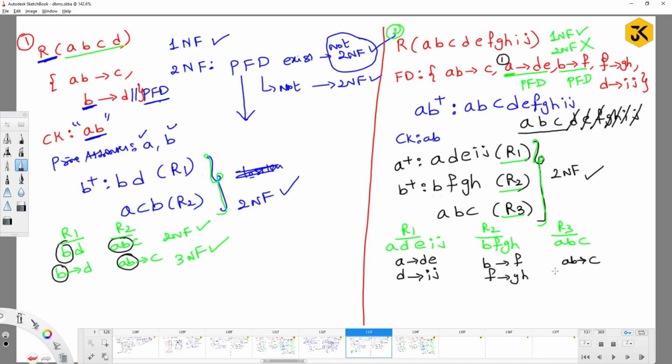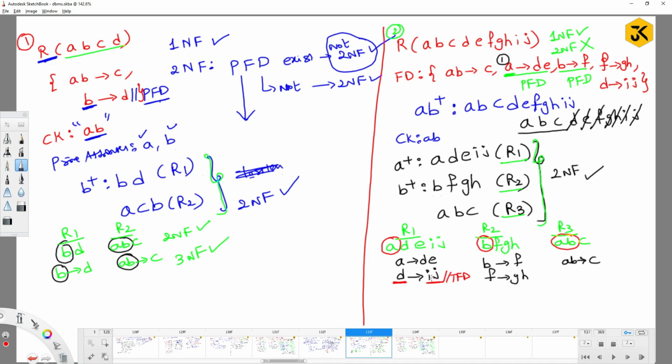We can conclude whether it is in 3NF or not by following the transitive functional dependency property, right? If I observe clearly, what might be the key here in R1? A. For R2 the key is B. For R3 the key is AB. Transitive functional dependency means a relation between non-key attributes. If you observe clearly, this is a non-key attribute, and this is also a non-key attribute. I can say that this is a transitive functional dependency, right?